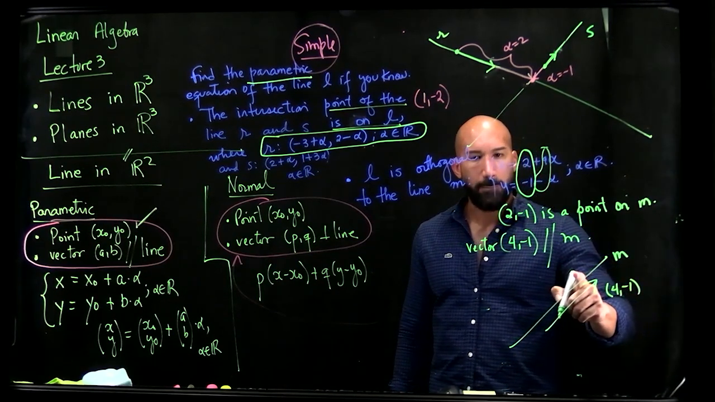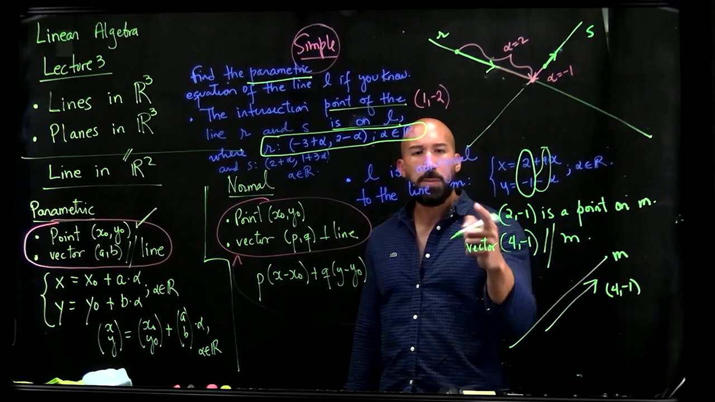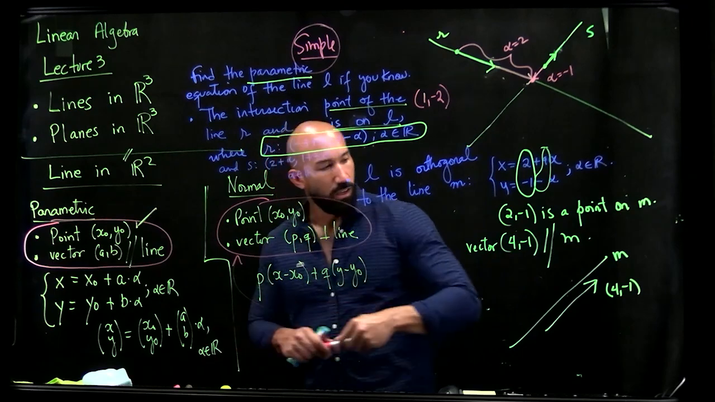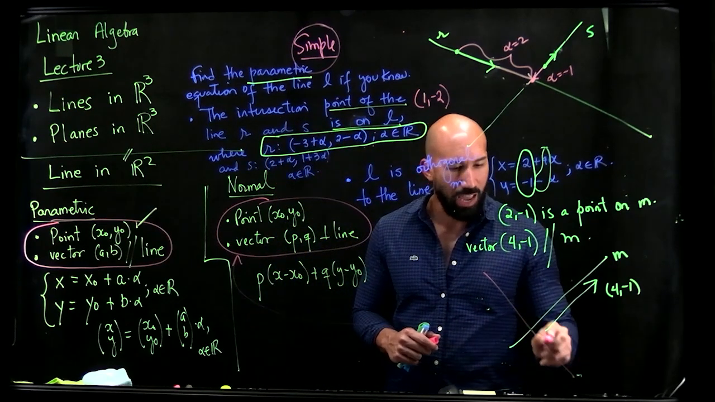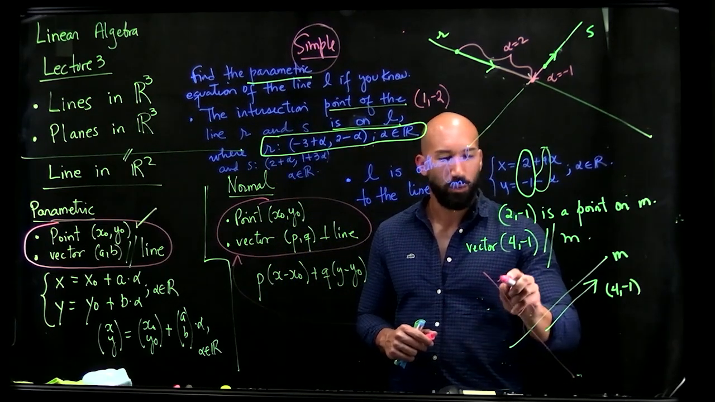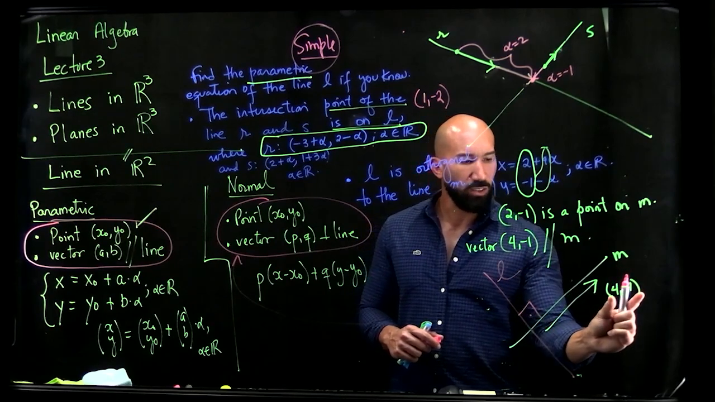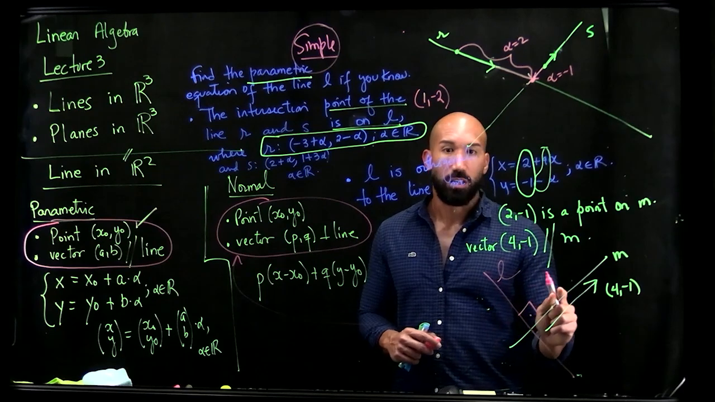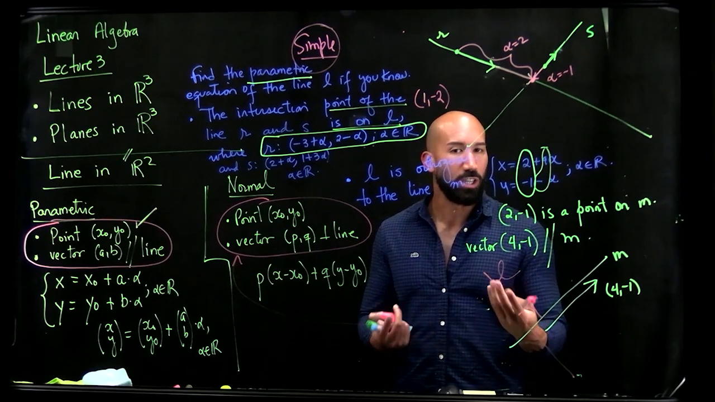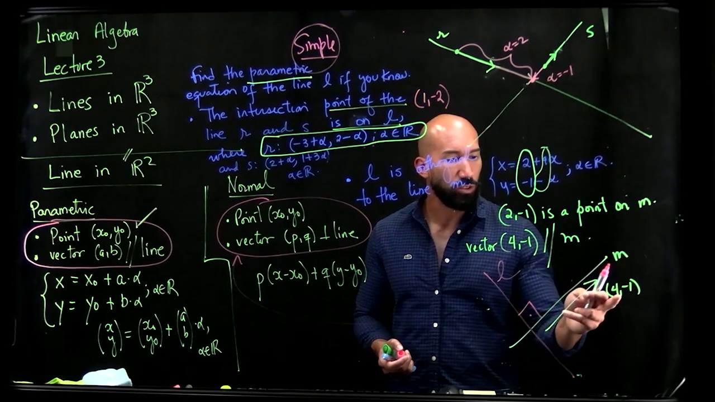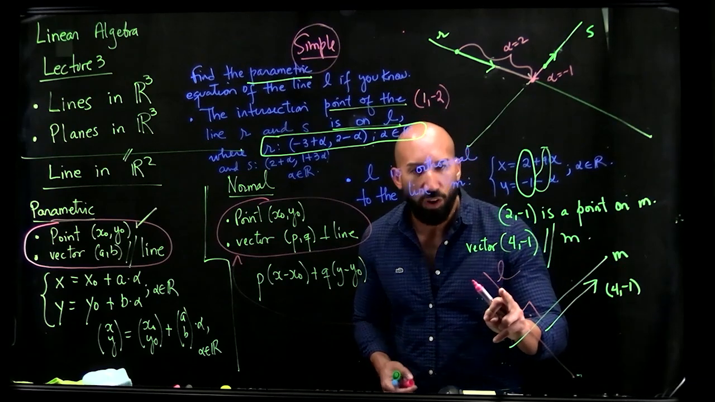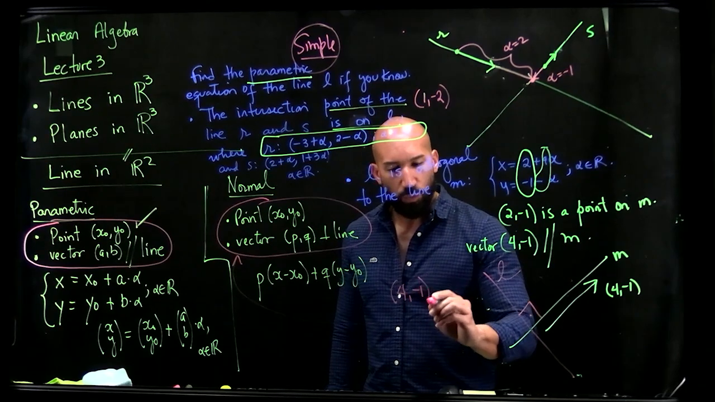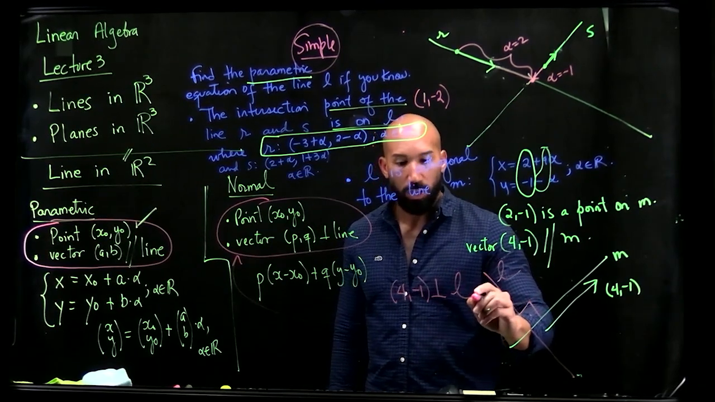Yes or no? So if this is M, we know that this vector 4, negative 1 is parallel to M. And what is the relationship between M and L? They are orthogonal. So this is L. This vector 4, negative 1 is not parallel to L, so it's not the vector that we are looking for. This vector 4, negative 1 is orthogonal to L.